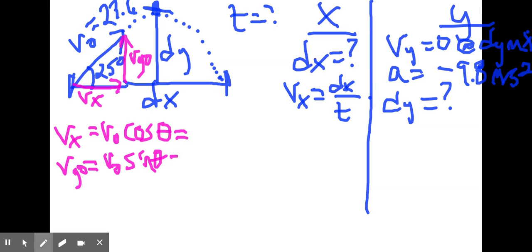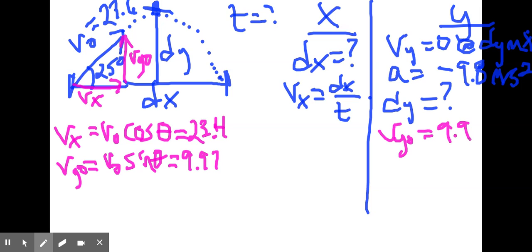So if we plug these things in, for Vx, we get 23.4 meters per second. For Vy naught, we get 9.97 meters per second. So these are values that we can now put over here. Vy naught is equal to 9.97 meters per second, and our Vx is equal to 23.4 meters per second.